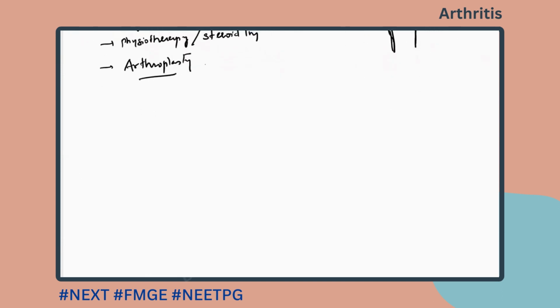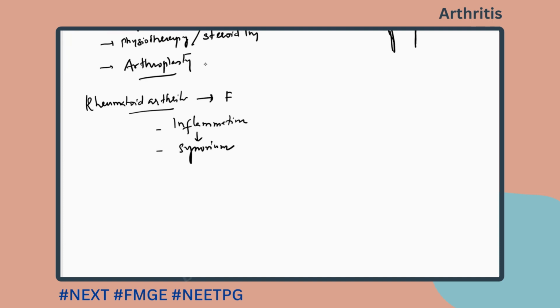Now coming to the next arthritis called rheumatoid arthritis. What happens in rheumatoid arthritis? Rheumatoid arthritis, as I already told you, is an inflammatory arthritis. Because of inflammation, arthritis occurs. That is why rheumatoid arthritis comes under inflammatory arthritis. It most commonly occurs in females. Whenever inflammation occurs, it affects the synovium. Synovium is around the joints.